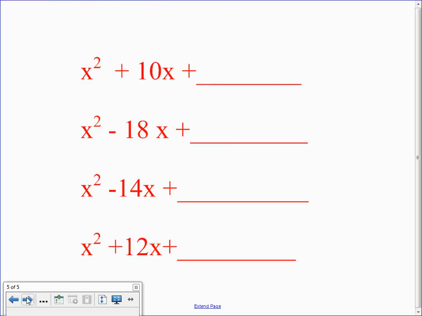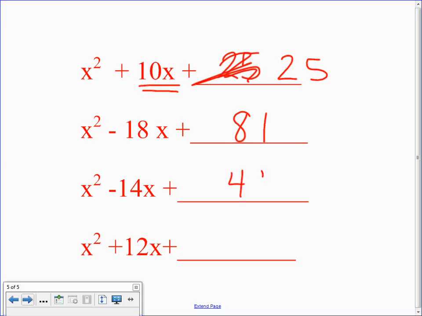Okay, let's take a look at some without the pictures. Visualize in your head how you would place those x's around that x squared. So if I had 10 x's, I would place it 5 by 5, and I'd have a 5 by 5 space that needs to be filled in. So I'd need to add 25. What if I had negative 18 x's? Well, even if it's negative, it doesn't really matter. I'd go negative 9 by negative 9. Negative 9 times negative 9 is positive 81. What about negative 14? That'd be negative 7 and negative 7, so multiply those, you'd get 49.